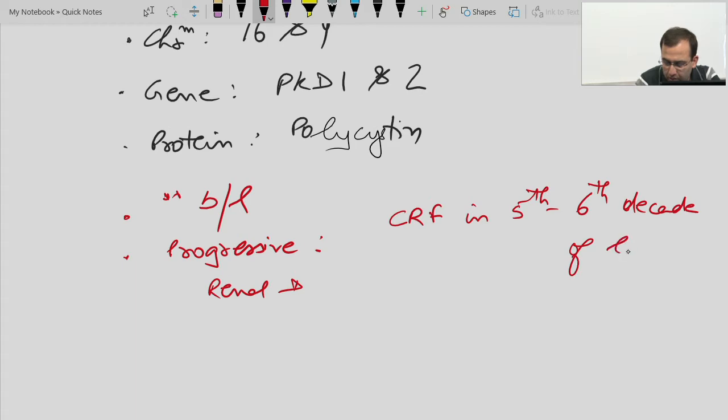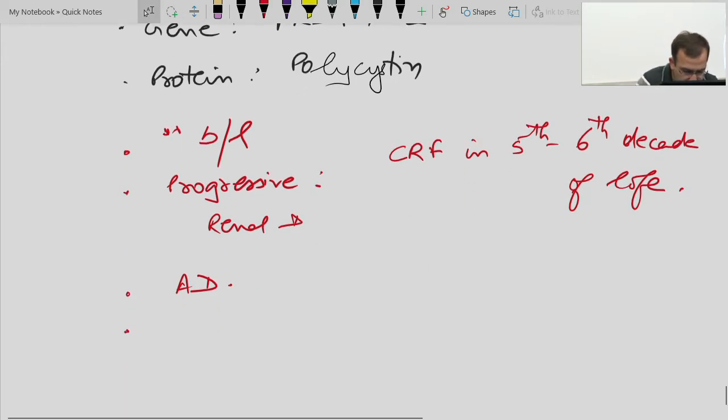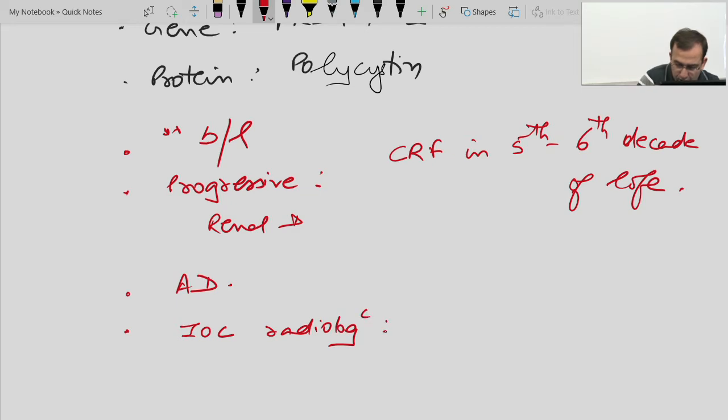It is not the presenting complaint. It leads to chronic renal failure in the 5th to 6th decade. Next point, it is autosomal dominant in nature, not autosomal recessive. Childhood polycystic kidney disease is autosomal recessive. This is autosomal dominant in nature. Done. Last point, ultrasound. The investigation of choice radiologically is ultrasound. It is not PET CT or anything else. It is ultrasound.